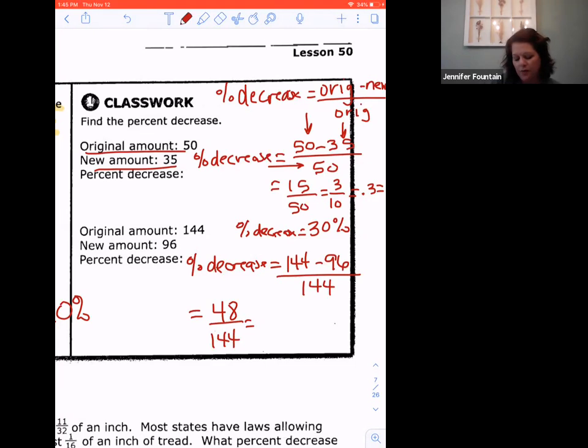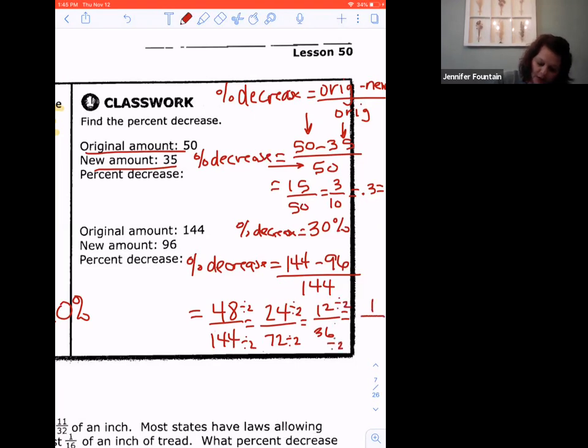Since I don't know right off, I'm just going to go ahead and start by twos. That'll at least cut them in half. 48 divided by 2 is 24. 144 divided by 2 would be 72. I see that these are divisible by 2 as well. 24 divided by 2 is going to give me 12. 72 divided by 2 is 36. I'm starting to see light at the end of the tunnel. I've got 12 over 36. 12 divided by 12 is 1. 36 divided by 12 is 3.